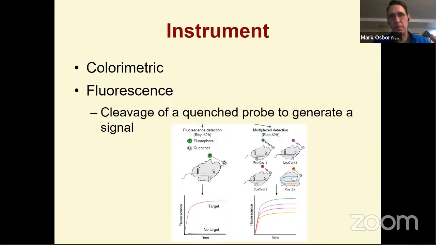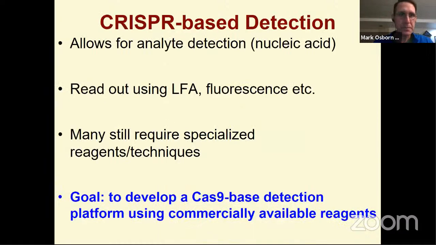And so we envision this as a platform where we can perform point of care diagnostics as well as higher throughput in the laboratory-based setting using more specialized instrumentation to detect fluorescence. So overall, the CRISPR-based detection platforms are based on the specificity and binding capability of CRISPR that allows for analyte detection, whether it be nucleic acids or peptides. Those can be visualized on lateral flow assays or fluorescence.